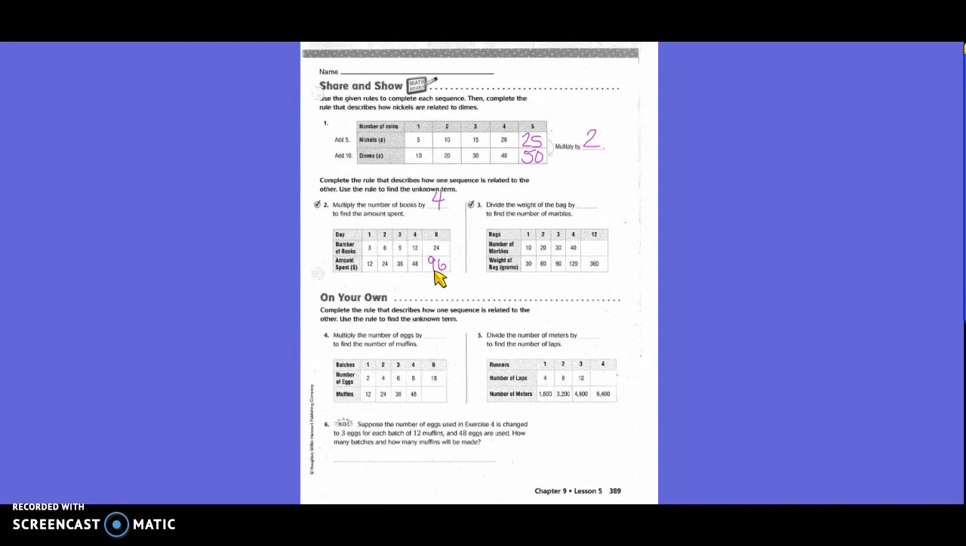Then they're dividing the weight of the bag by, so they went from 10 to 30, or 20 to 60, 30 to 90, 40 to 120. But really you'd have to do, they want to divide it, right? So you do the inverse of that. So 30 to 10, 60 to 20, 90 to 30. So what would they be dividing by?